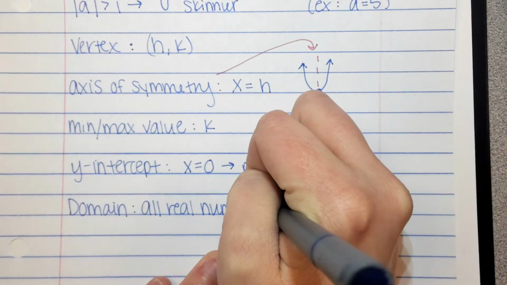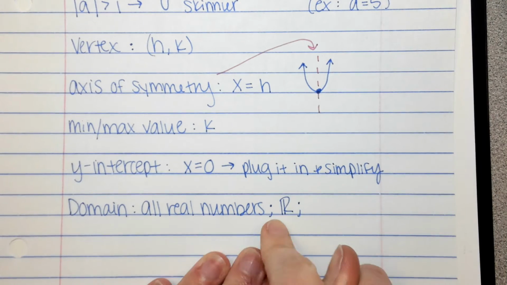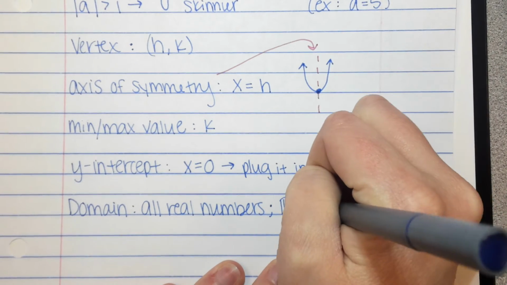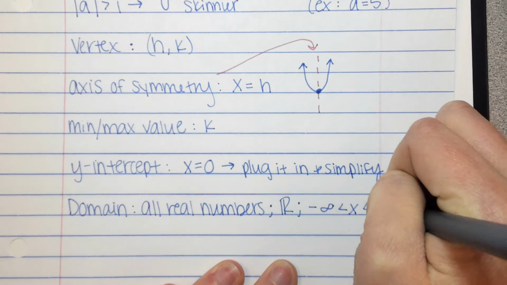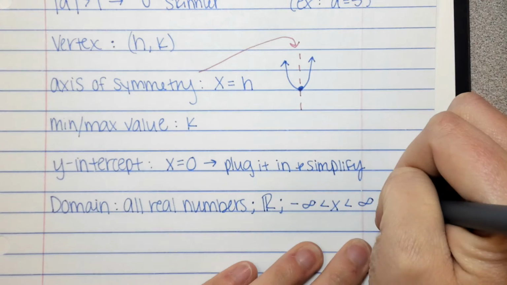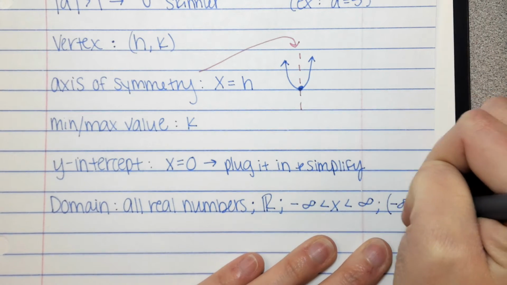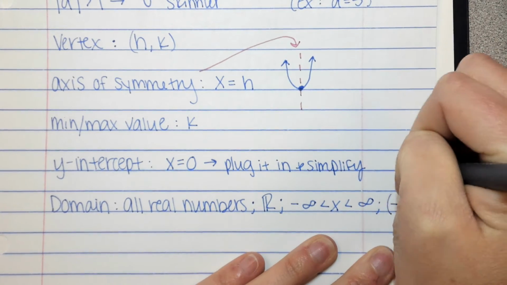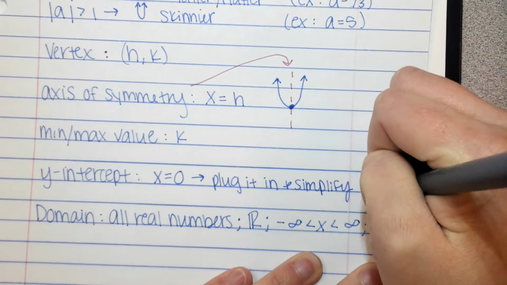Okay, and you can see that a couple different ways. Sometimes you see a big capital R. Sometimes it's written out all real numbers. Sometimes it's an inequality. So negative infinity is less than x is less than positive infinity. But with Math Excel, some of your problems are going to ask you for interval notation. So that's parentheses, negative infinity, comma, infinity, close parentheses. And you can make a note that's interval notation.